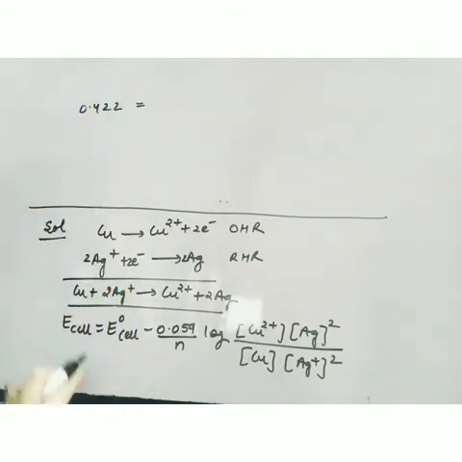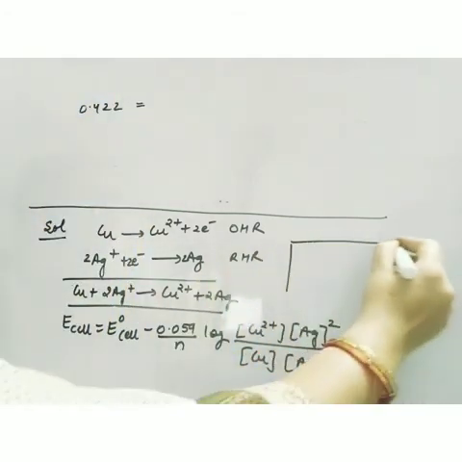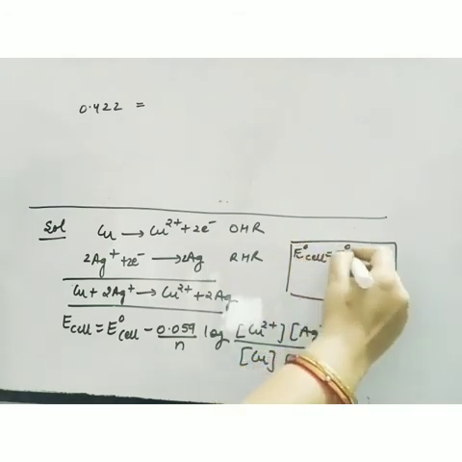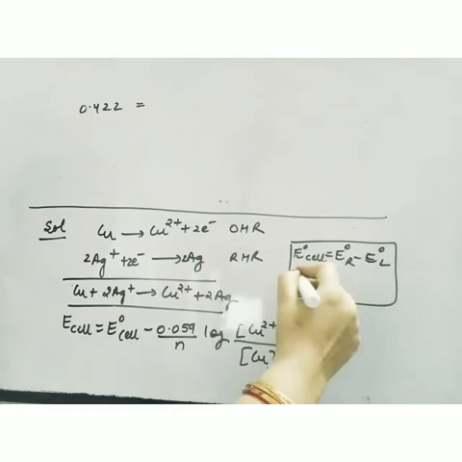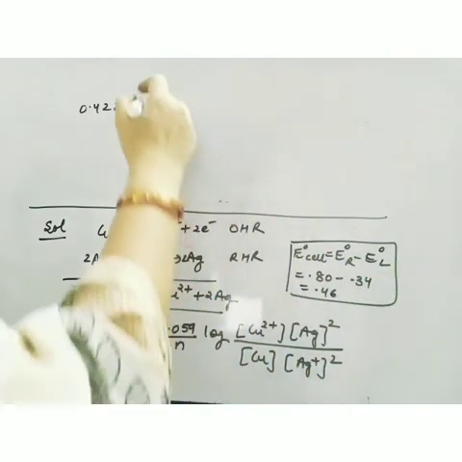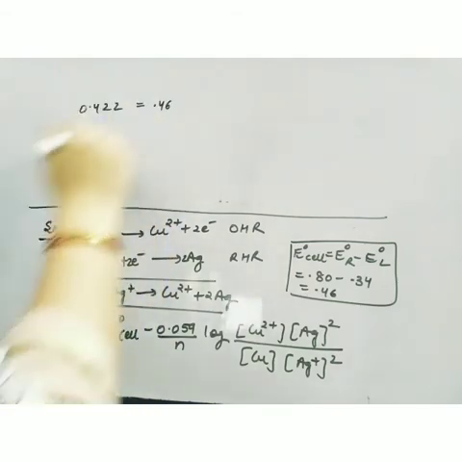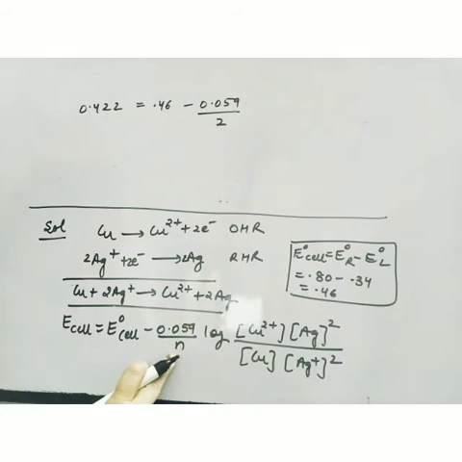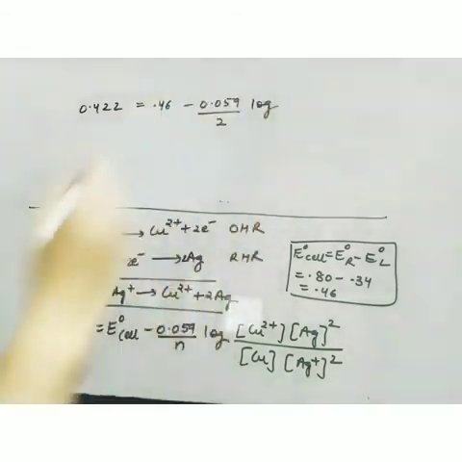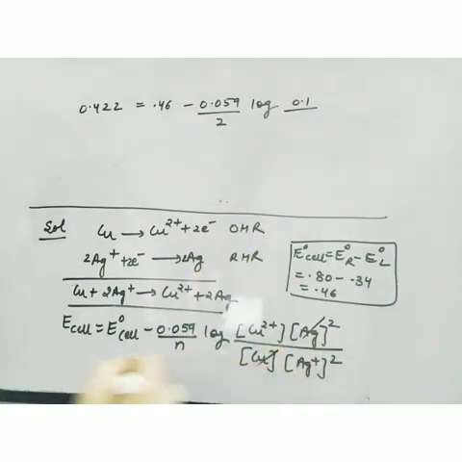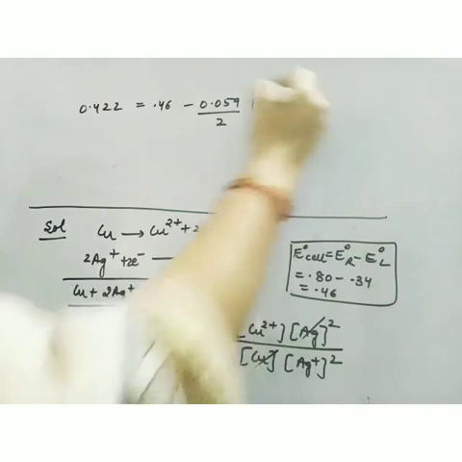Now E naught cell we will calculate, that is right minus left. So E naught cell is E naught right minus E naught left. It is 0.8 minus 0.34, that is 0.46. So it is 0.46 minus 0.059. Again the number of electrons will be 2 here because the charge is 2, log. Now the concentration of copper ion is 0.1. So this will be cancelled. And we have to calculate the concentration of silver ion. So let it be x. So it will be x square.